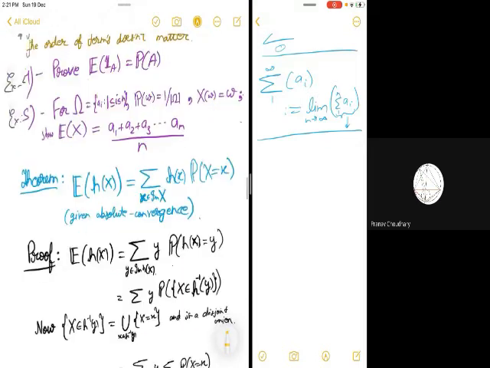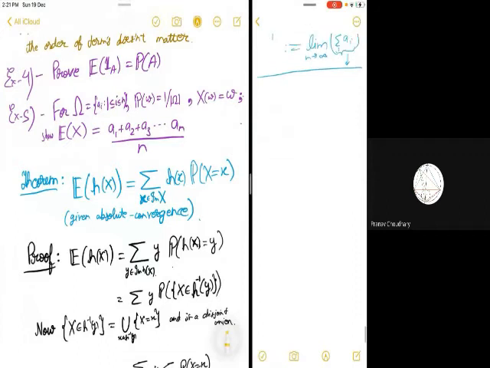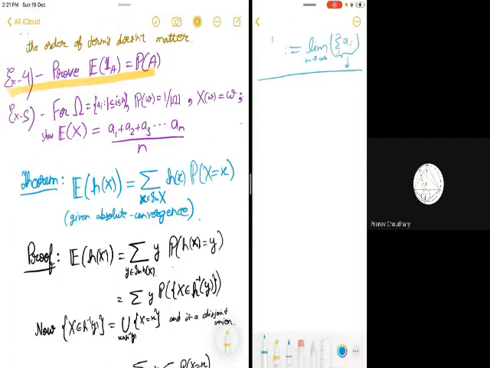Now I want you to try exercise 4: prove that for the random variable which we had defined as the indicator function, the expected value of the indicator function of an event A is simply the probability of the event A.